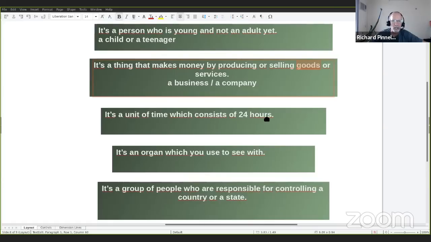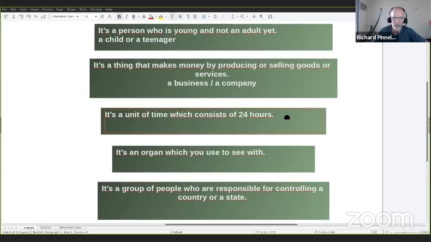It's a unit of time which consists of 24 hours. What could it be? A unit of time which consists of 24 hours. Anybody in the chat? Not sure if my chat is working again. Let's have a look on here. A day, yeah. Juan Manuel says a day. Very good. Rit says a day. And Gregory says a day. These are the correct answers.